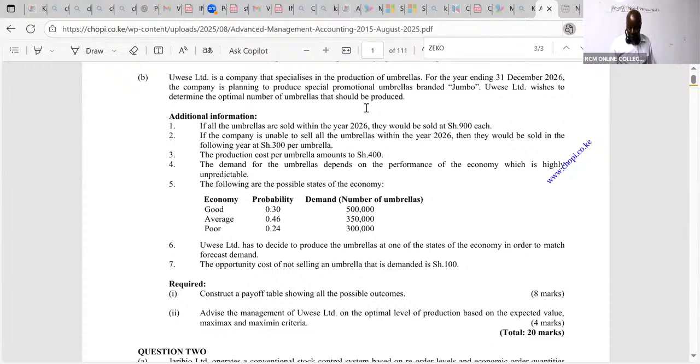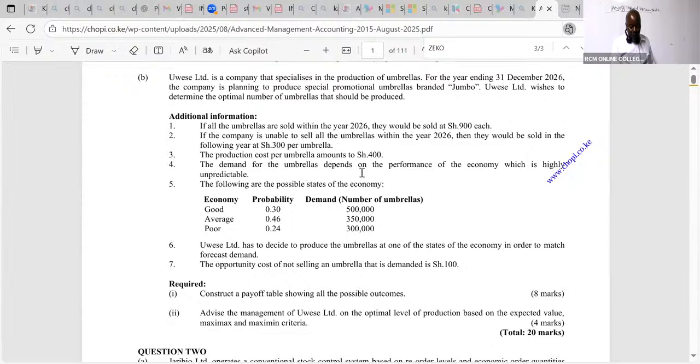You haven't gotten the question, right? Additional information: if all the umbrellas are sold within the year, when you are very lucky, then they would be sold at a very high price of 900. If the company is unable to sell all the umbrellas within the year 2026, then they would be sold in the following year at a very low price of 300. The production cost per umbrella is 400.